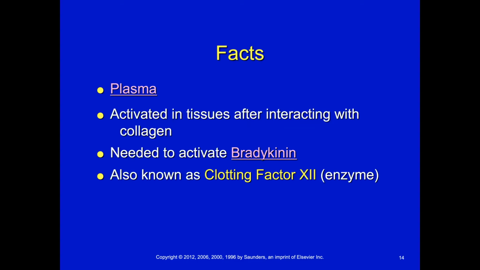The Hageman factor, also found in the plasma, inactive. So when it exits the vessels and starts interacting with the collagen, it is able to become activated. It is needed to activate bradykinin, and it is also known as clotting factor 12. So we discussed clotting factors before. There are actually 13 of them, and they are very necessary in being able to finally end up with a good, strong blood clot. So the Hageman factor is absolutely necessary for the clotting process to occur normally.